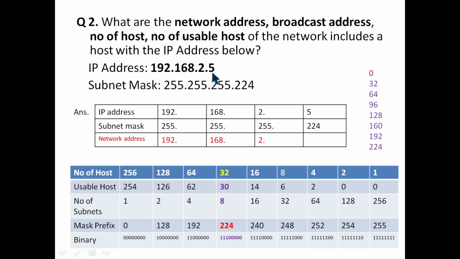Now let's check the last value of the IP address, that is 5. So it falls in the first network, that is 0. Since it is 5, it will fall in this network. So we will write this 0 in the network address.